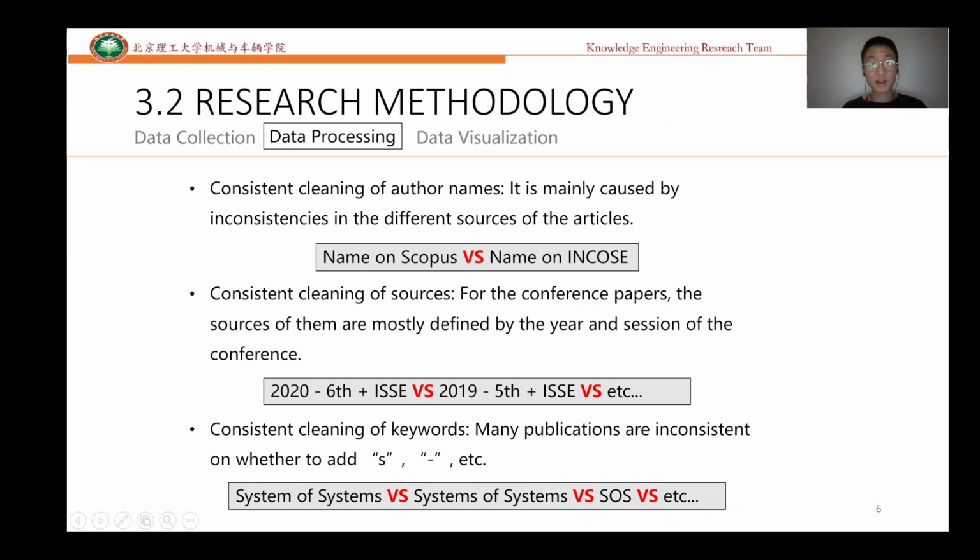This is a core part of data processing. A large amount of data exposes an important research challenge: terminology uniformity. Many publications are inconsistent on whether to add "as" and some other formats. Therefore, the unification of keywords is another important task of this paper.